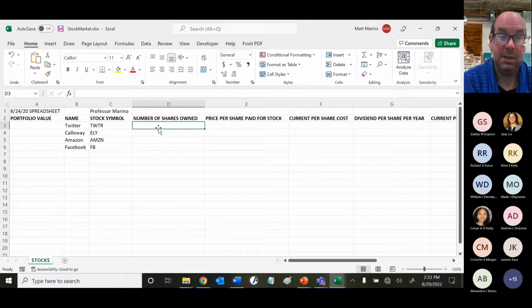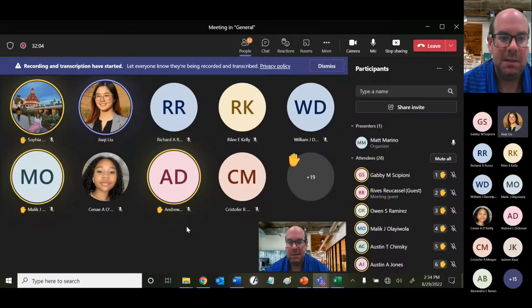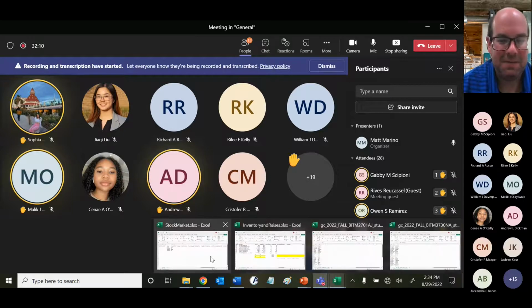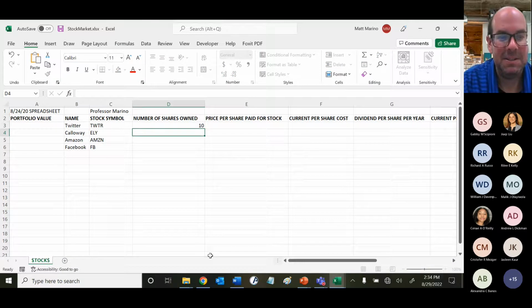Okay, so I chose 4 stocks that I own: Twitter, Callaway, Amazon, and Facebook. So like I said, for the YouTube example, these numbers may not be the same. I'm just going to come up with them off the top of my head. They don't match what I actually own. So actually, I'll ask you guys, how many shares should I own of Twitter? 10. Just 10? Okay. We're not confident Elon is taking over, I guess. All right.